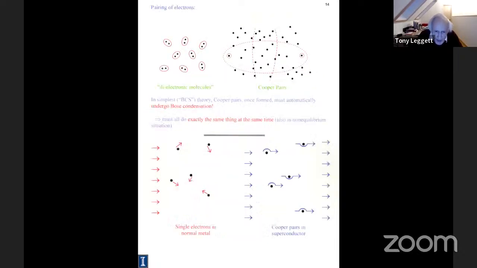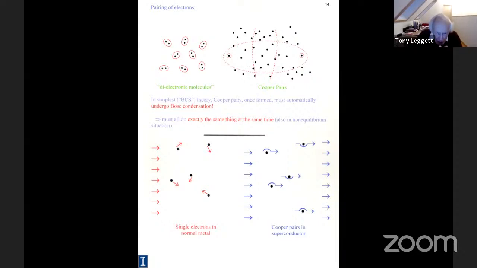Next slide, please. So if I take pairs of electrons and put them together, then they can form sort of dielectronic molecules, and they can automatically undergo Bose condensation. Now, you might think that the electrons in a superconductor are forming these dielectronic molecules like in the top left of this slide, tightly bound dielectronic molecules. That may be the case. Some people think that is the case in the new high temperature cuprate superconductors.